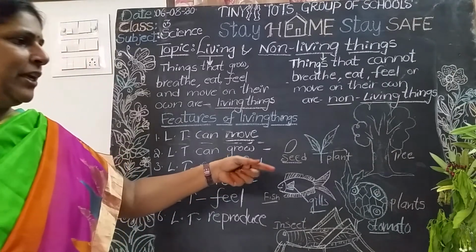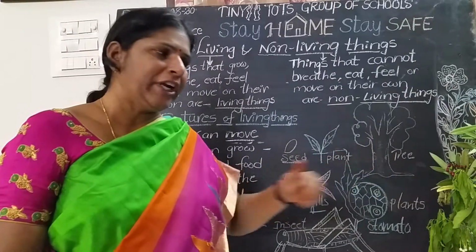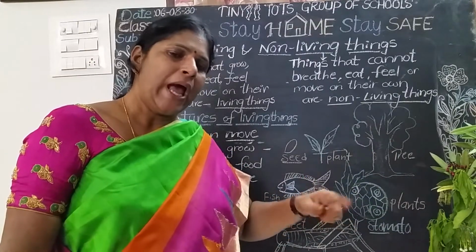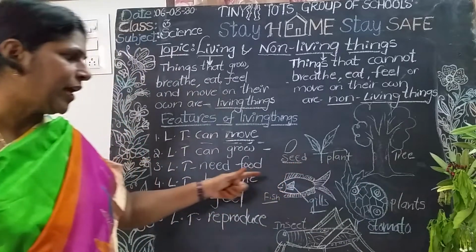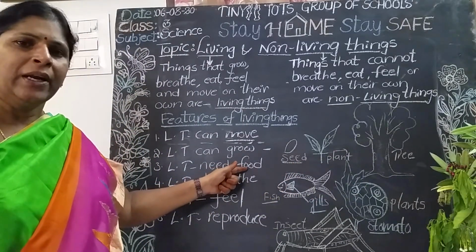So only green plants make their own food. We depend on plants for our food. Animals also depend on plants for their food. Okay, without taking food, what will happen?